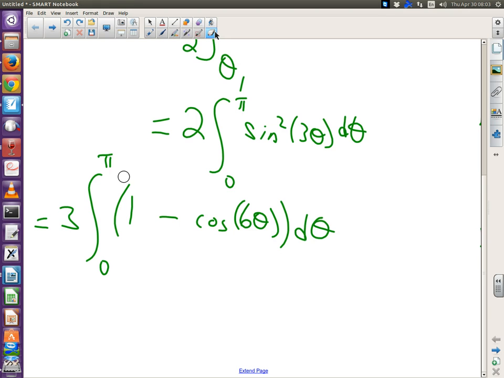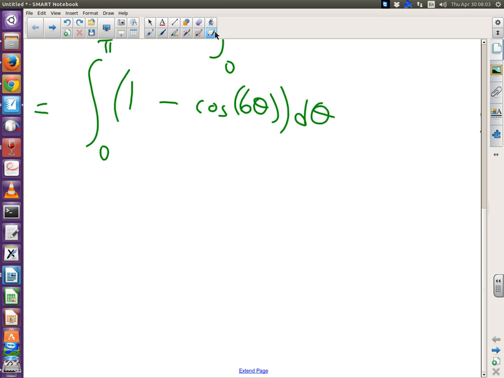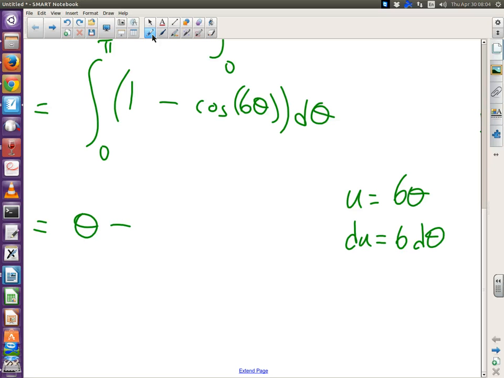All right, you want to leave it? Okay, we'll do it. So how do you integrate this? The integral of 1 d theta is theta. And the integral of cosine of u d theta? In other words, u sub. Who's u? 6 theta. So who's du? 6 d theta. So you're going to replace d theta with du over 6. So minus sine of u over 6. There you go. And we're going to integrate that from 0 to pi.